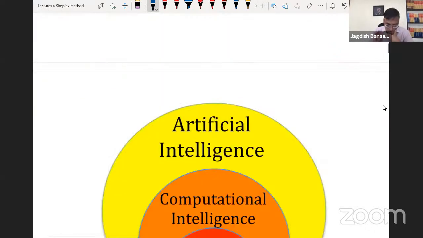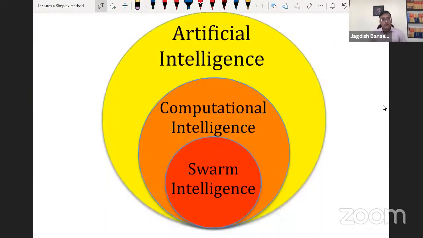Now, if you ask me in which area computational intelligence lies, actually it is a special case of artificial intelligence. I hope there's no need to tell you what artificial intelligence is. Any intelligence which is obtained artificially, by training, is artificial intelligence.